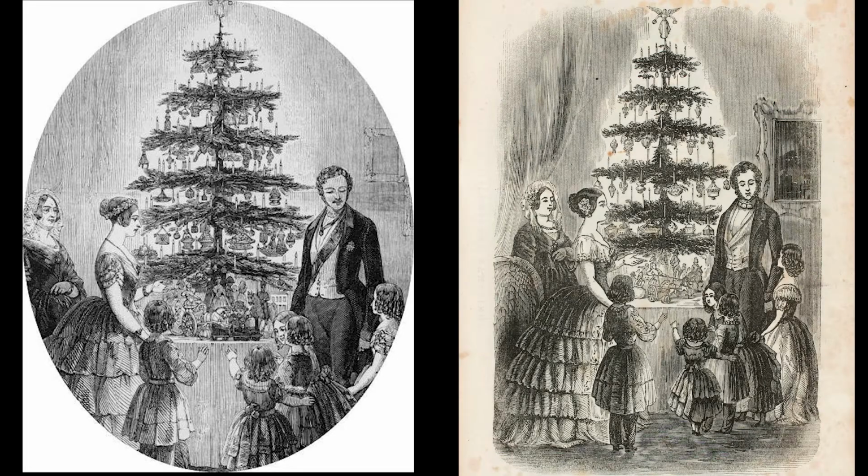Interestingly, there was a very similar illustration published in Godey's Lady's Book in 1850, but that picture had a few changes. Can you spot the differences?